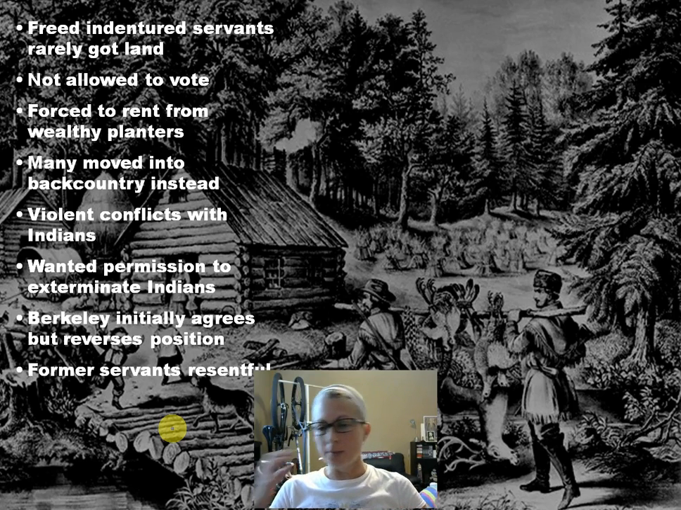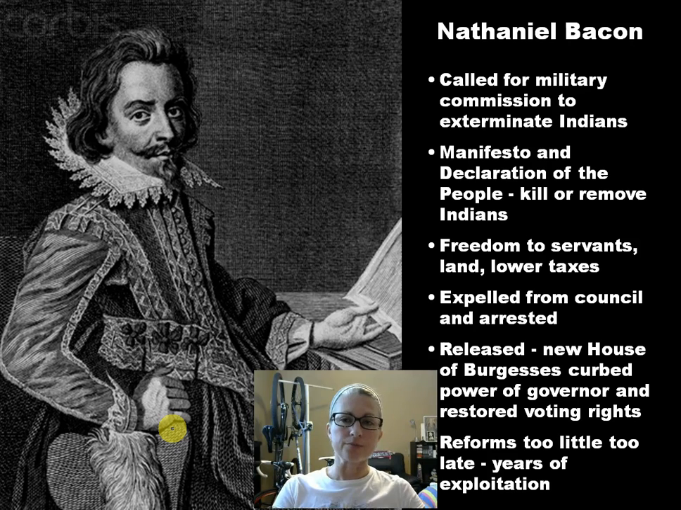Now, initially, Berkeley is going to be like, all right, go ahead and do this, but he's going to see that things kind of go astray. These guys are going out there and scalping and just murdering these people left and right. And remember, Berkeley has a relationship with the Indians. So he's kind of like, maybe I made the wrong decision. So then he's going to reverse his position. And then the former indentured servants are like, what? And as a result, the former indentured servants come back into Jamestown with their guns pointed at Berkeley and the local government that's in power.